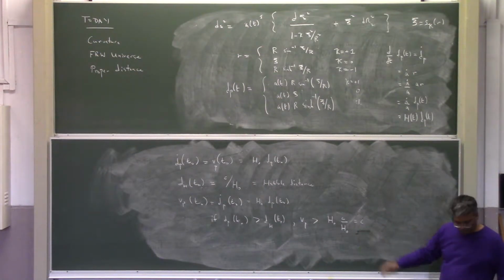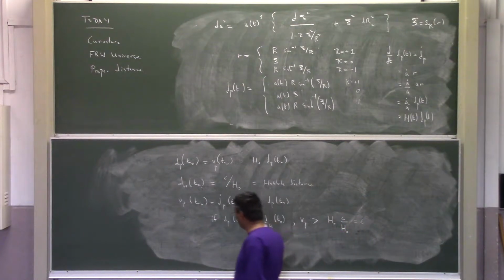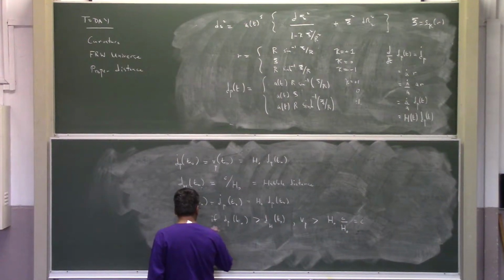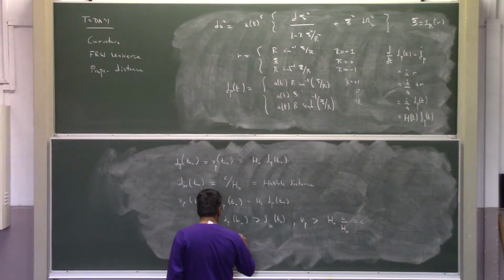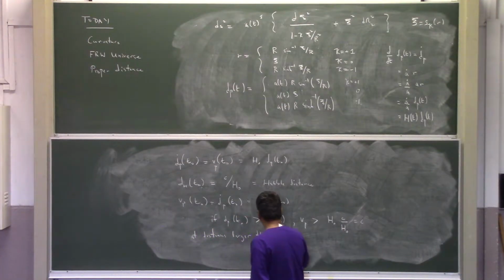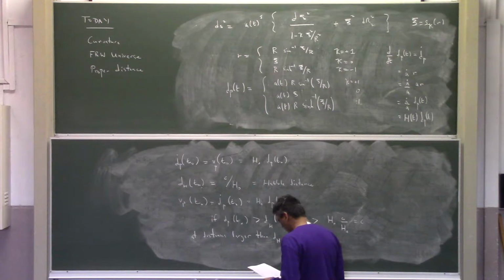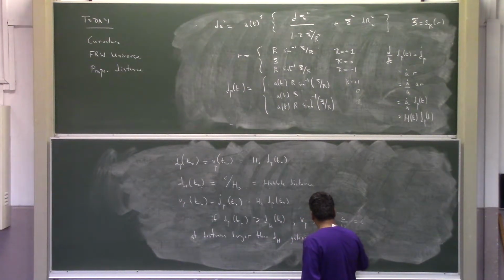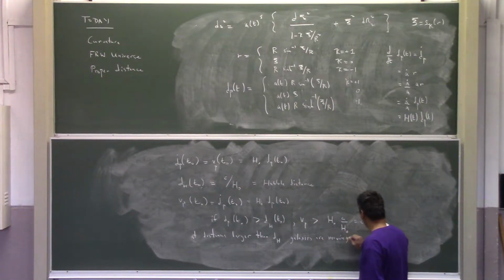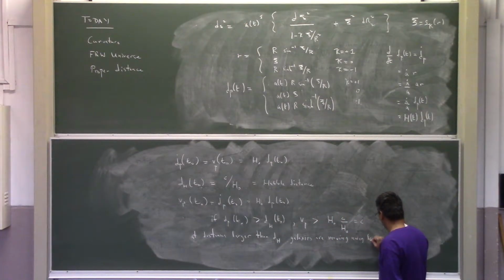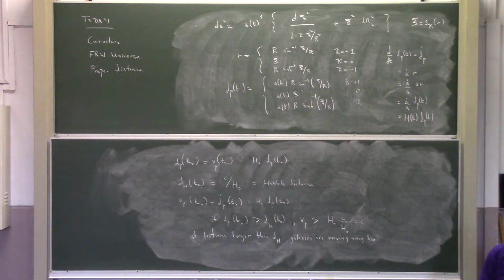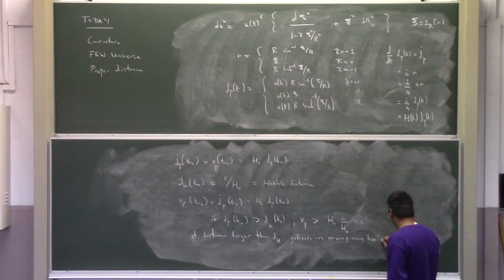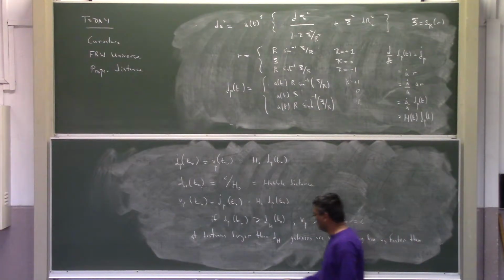Okay? So at distances larger than d_H, galaxies are receding, moving away from us faster than the speed of light.